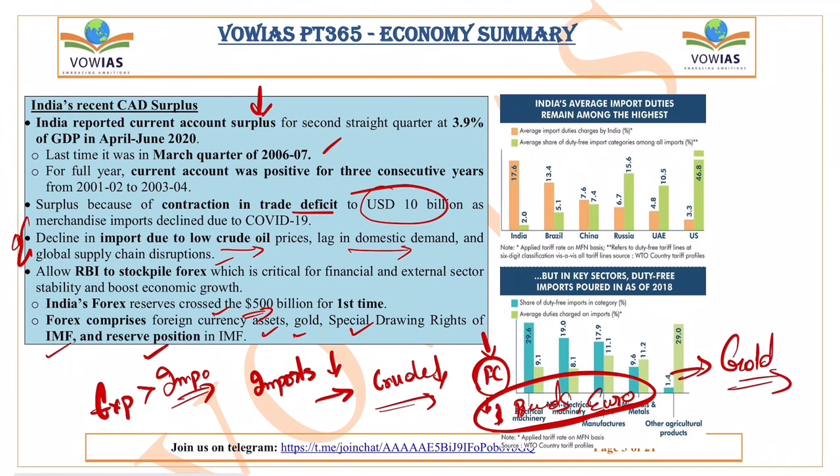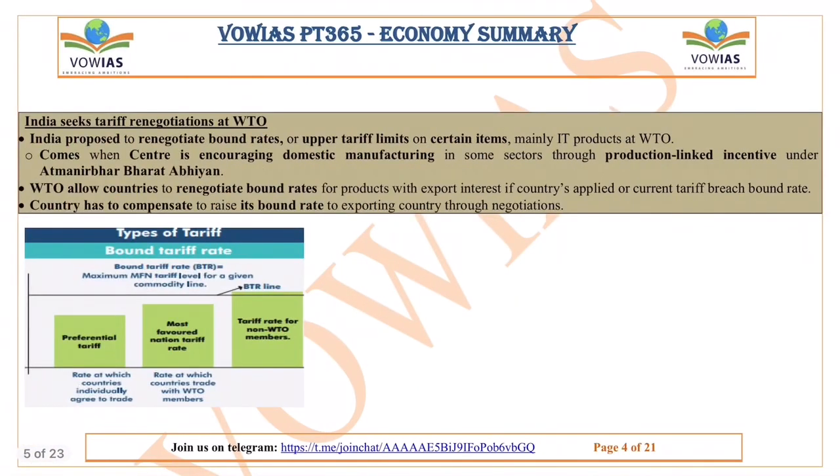Right? Now we'll move on to the next topic. So here another thing given is about the tariff negotiation at WTO. So tariff negotiation, if you see here, why it was in news is India proposed to renegotiate the bound rates. Right? I explained you already what is a bound rate. So here you can see clearly, bound rate is something that is committed. This is the bound line. Okay, this is something which is committed by a country.